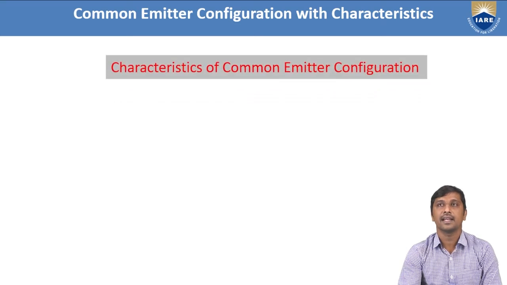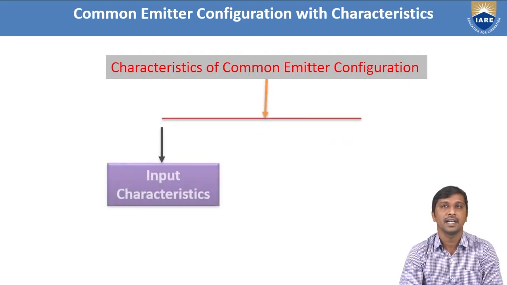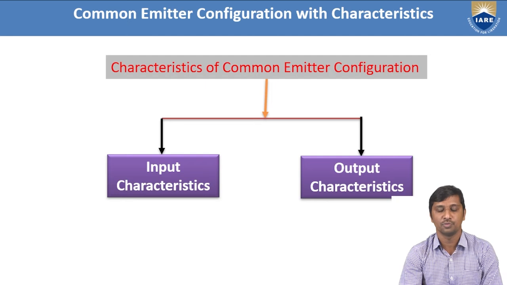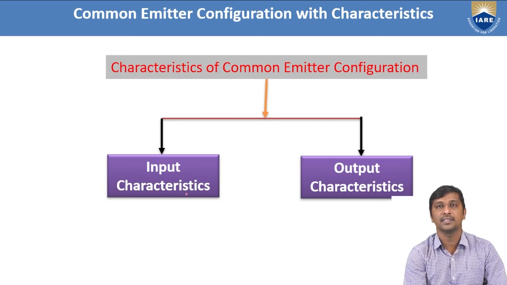Now we'll see the characteristics of this common emitter configuration. Whatever the configuration, the BJT has two types of characteristics: one is input characteristics, and the other is output characteristics. In a common emitter configuration, for the input characteristics, we observe the parameters across the input junction, then plot the graph between those two measured parameters by keeping the output constant.